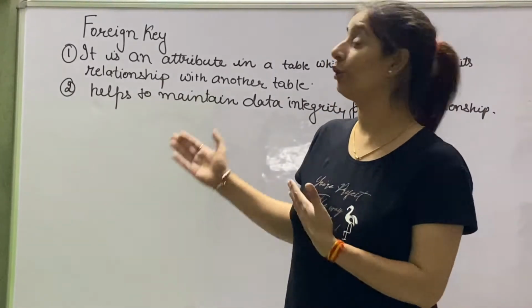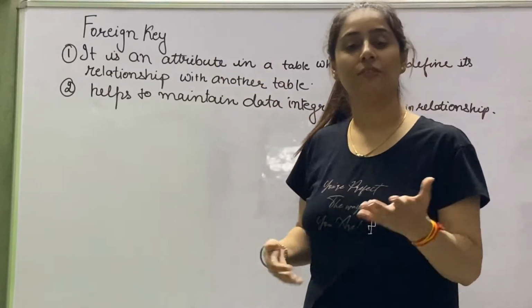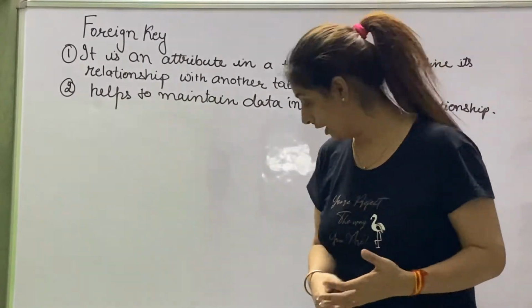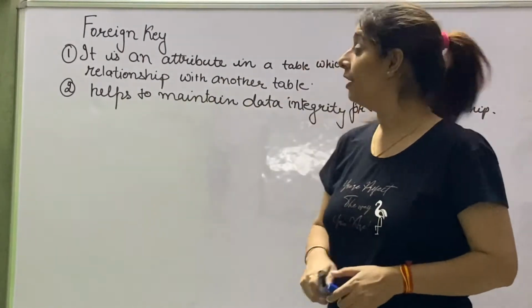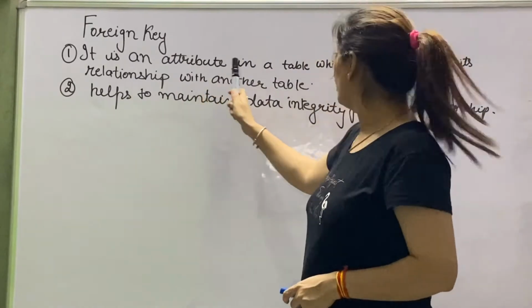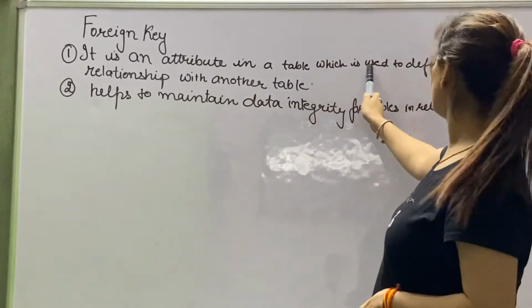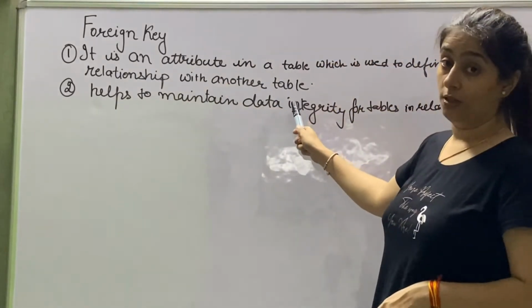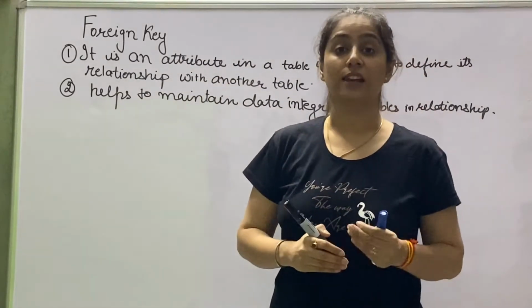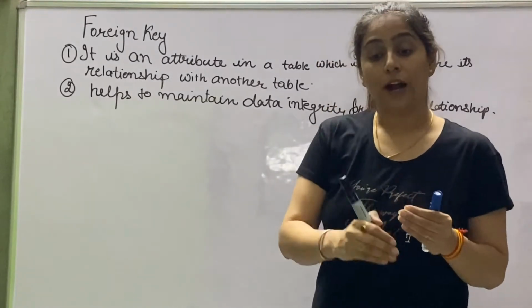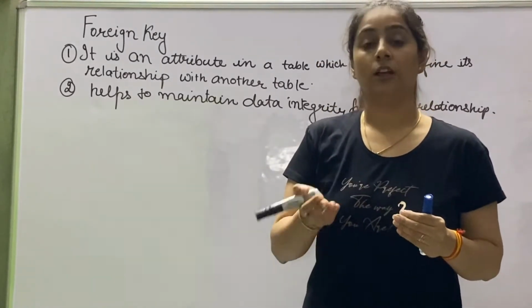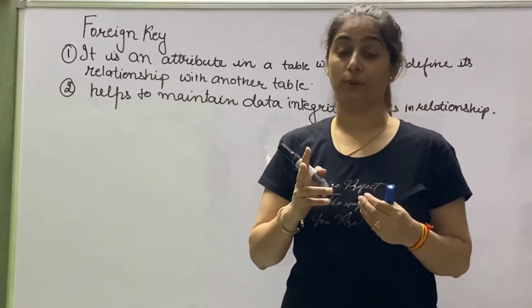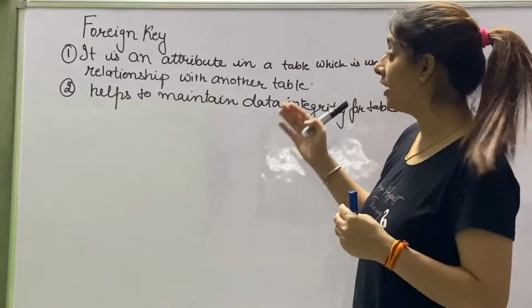Here we are going to discuss foreign key. In the previous video we talked about primary key, super key and candidate key. So what is a foreign key? It is an attribute in a table which is used to define its relationship with another table. That means it creates a link of one table with another table. We use the foreign key when we have to join two tables. So it creates a link.